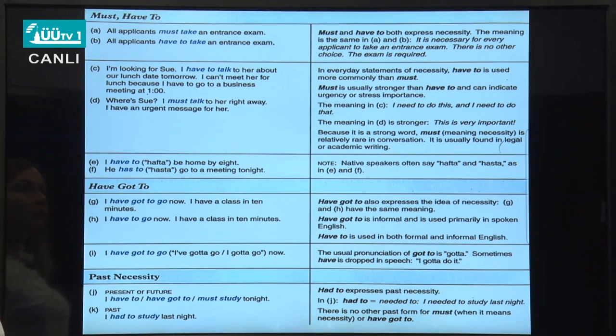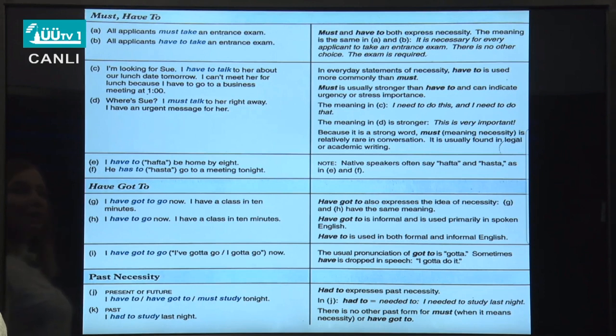Take a look at the examples. In this section, we can clarify the subtle differences these modal verbs have. I'm looking for Sue. I have to talk to her about our lunch date tomorrow. I can't meet her for lunch because I have to go to a business meeting at 1 o'clock. And the meaning of this sentence is I need to do this or I need to do that. When you use have to here, I need to do such a thing. I need to talk to Sue.